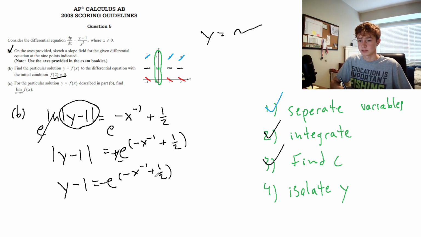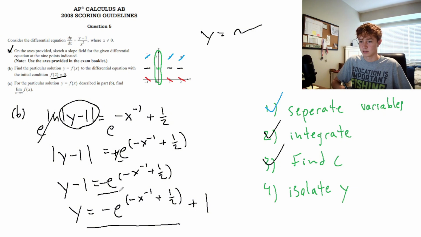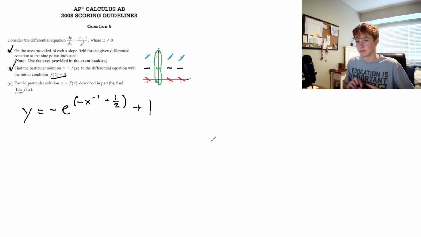So this is correct, and now we have to isolate y, so we just move our negative 1 to the other side. So we go y equals negative e to the power of negative x to the power of negative 1 plus 1/2, and then flip that, make it positive, so it's going to be plus 1. So this here is our final equation. Okay, awesome. So now we're done with part B. Let's move on to part C.